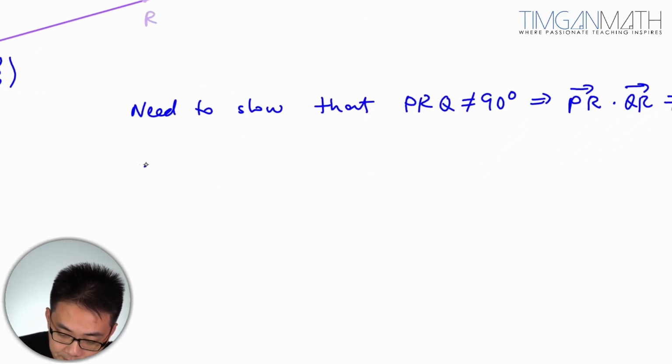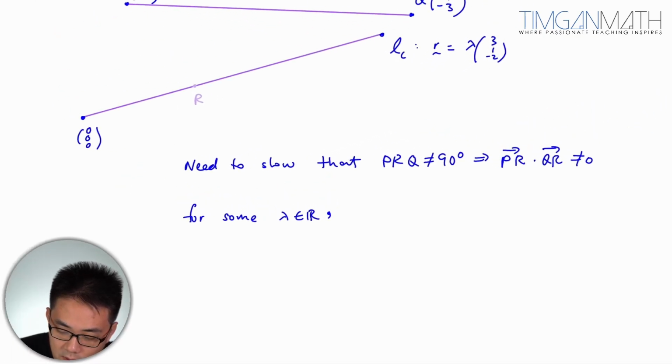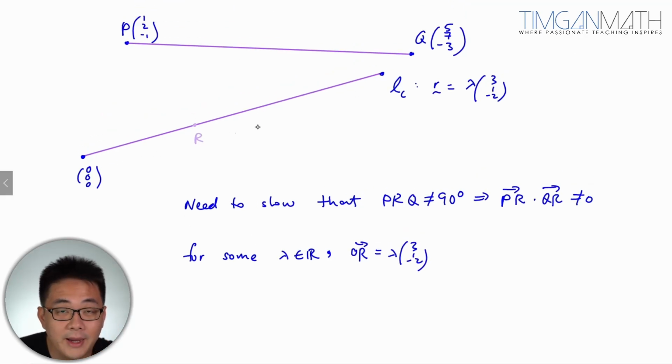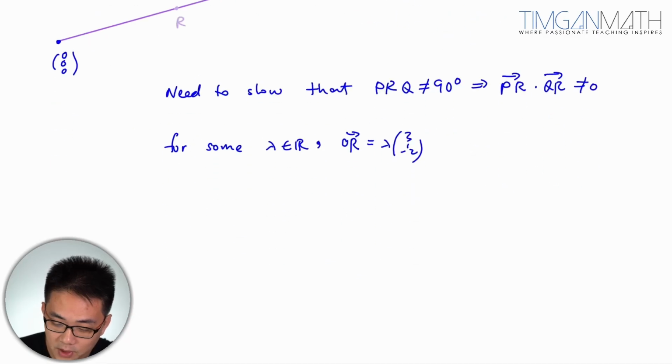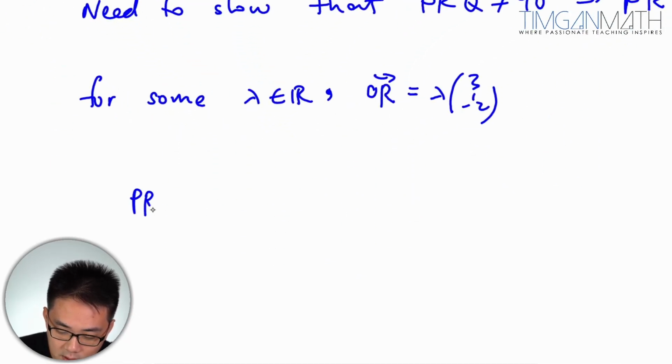So for some lambda equal to a real value, I do not know the coordinates of OR. So I'm just going to use OR as the line equation, lambda (3, 1, -2), because R is on line LC, meaning it satisfies the line equation. Now I've got PR, so I'm going to find PR first.